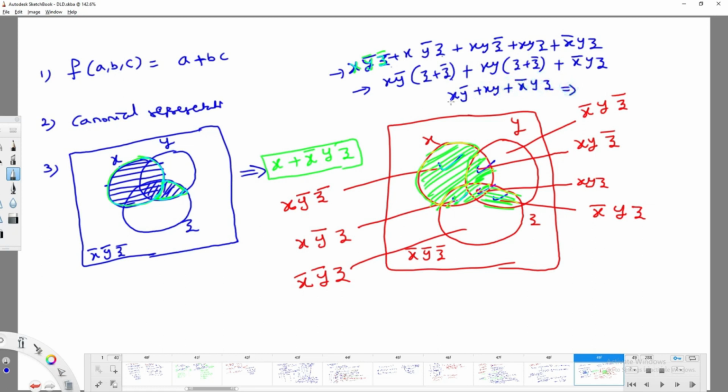Now try to take x common from these two. You are going to get y plus y bar, x bar, y, z. Try to get this as 1, then you are going to get x plus x bar y. Are you going to get the same expression or not? So like this you can solve.